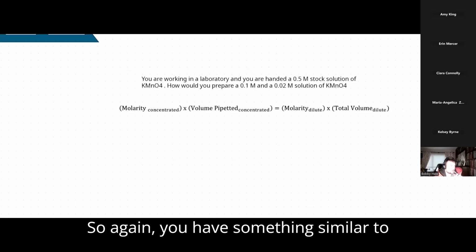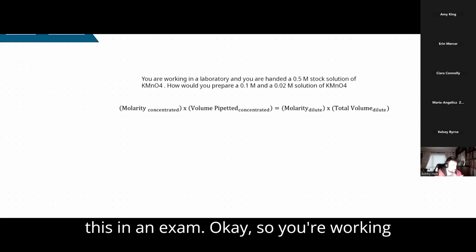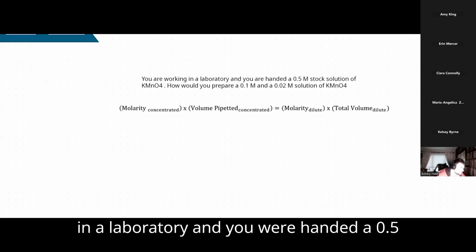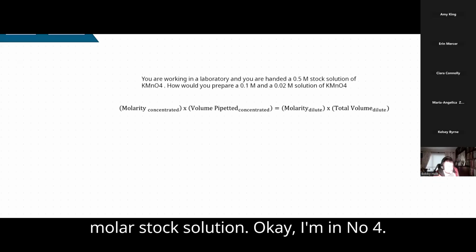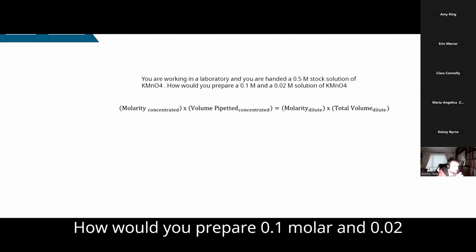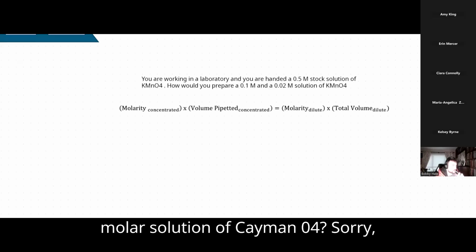So again, you'd have something similar to this in an exam. Okay, so you were working in a laboratory and you were handed a 0.5 molar stock solution of KMnO4. How would you prepare a 0.1 molar and a 0.02 molar solution of KMnO4?